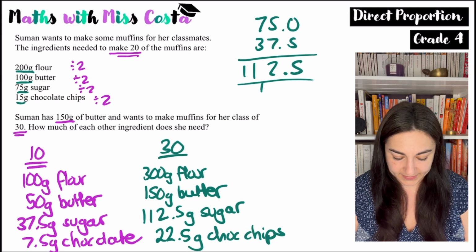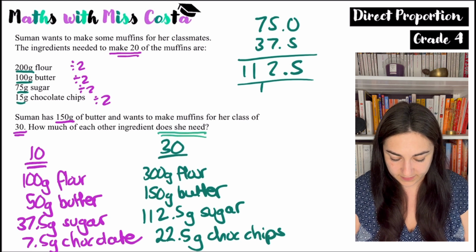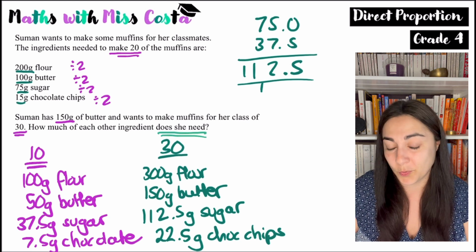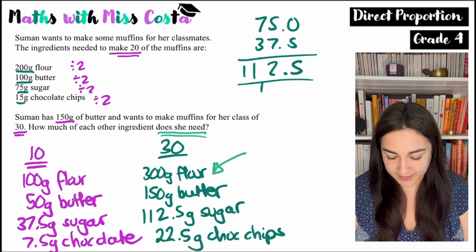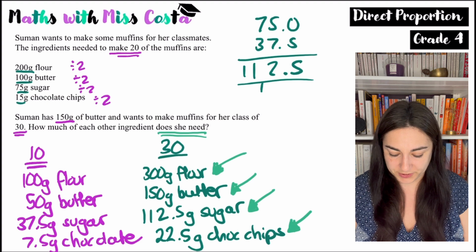The question is asking how much of each other ingredient does she need? Oh, I thought it asked how much more. Okay, well, how much of each ingredient does she need? She needs 300 grams of flour, this much of sugar, and this much of chocolate chips.